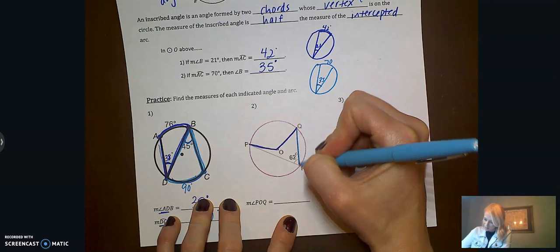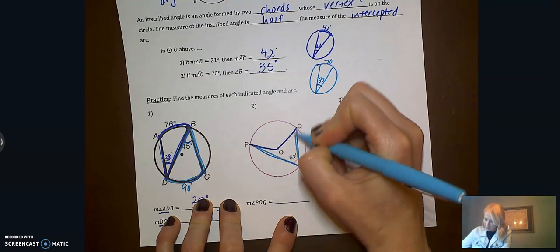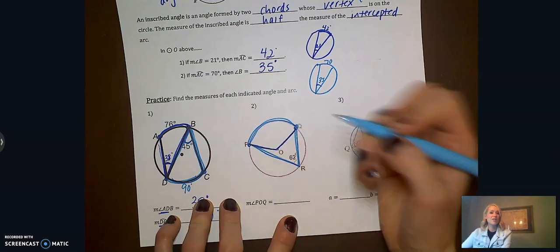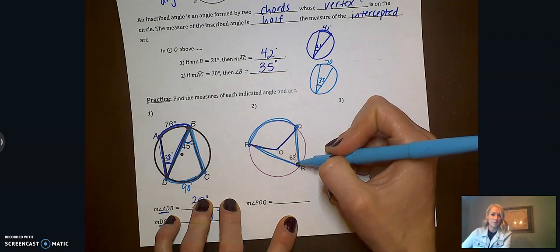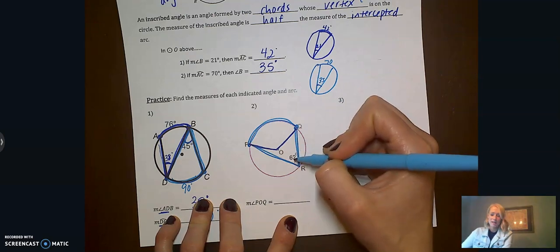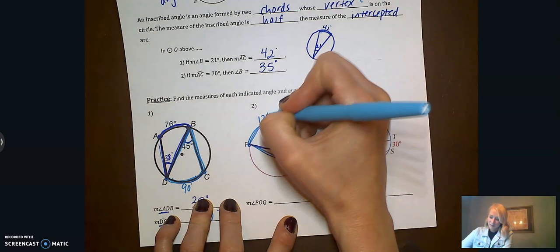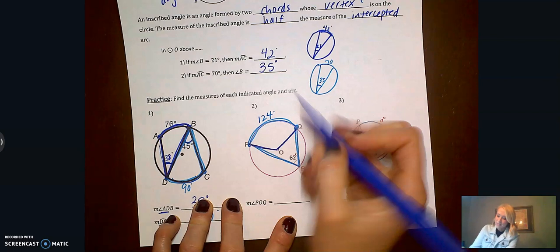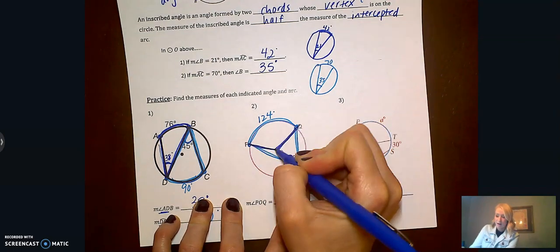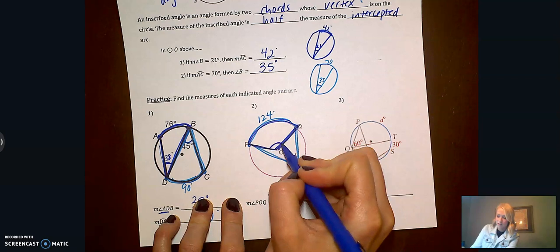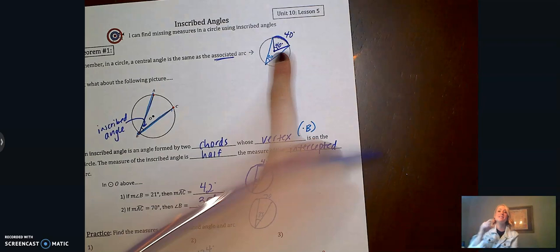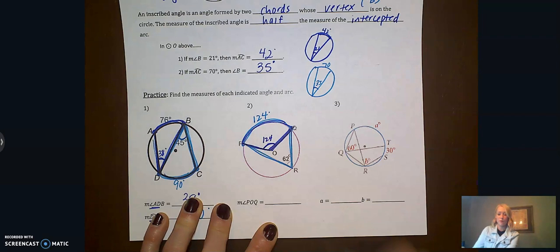So I'm going to check out that angle here. Where it hits the circle is at P and Q. If I connect between those, that's the intercepted arc that inscribed angle goes with. If I double 62, that tells me the arc that it goes with. So I know that arc is 124 degrees. Now check it out. That's the same arc that goes with this central angle. The angle I want to find, POQ, is a central angle. It's at the center. It's the same degrees as the arc. So that's got to be 124.